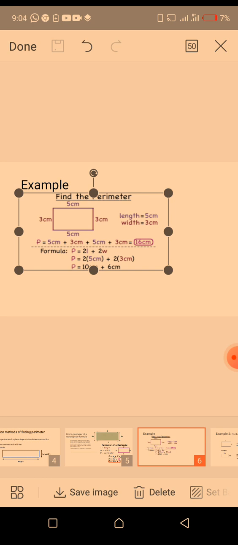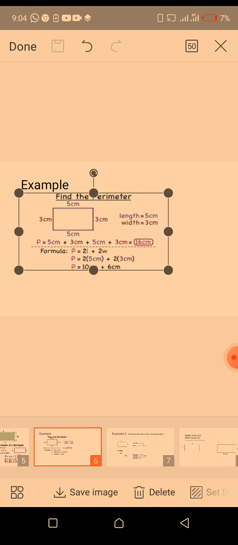give you 6 centimeter. Now what you do next is to add up your centimeters, where perimeter will equal what? 10 centimeter plus 6 centimeter, which will give you 16 centimeter. That is, our answer is perimeter equals 16 centimeter.